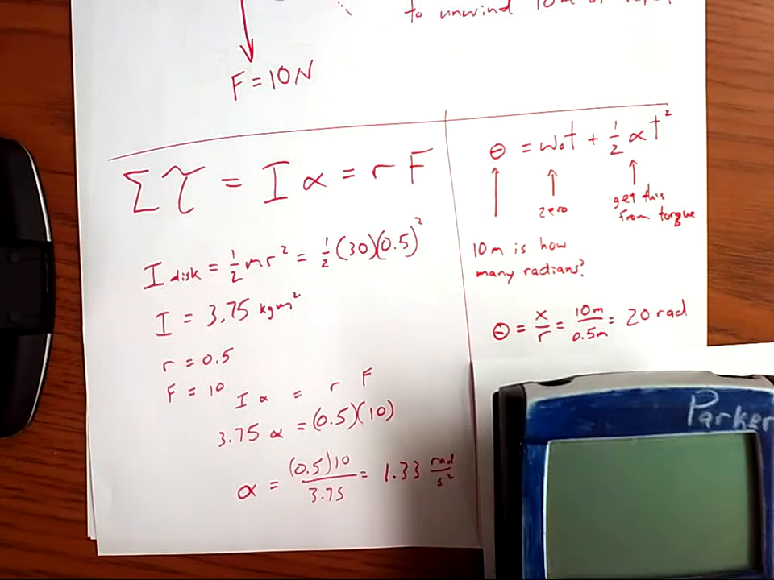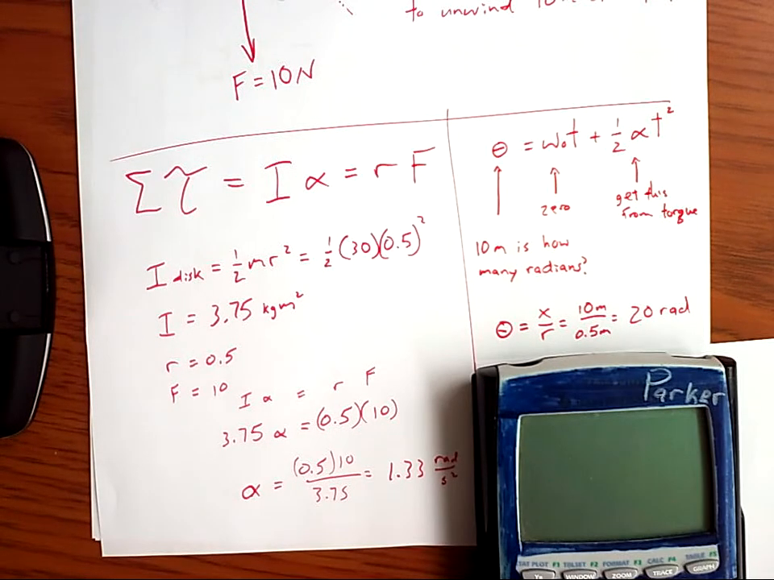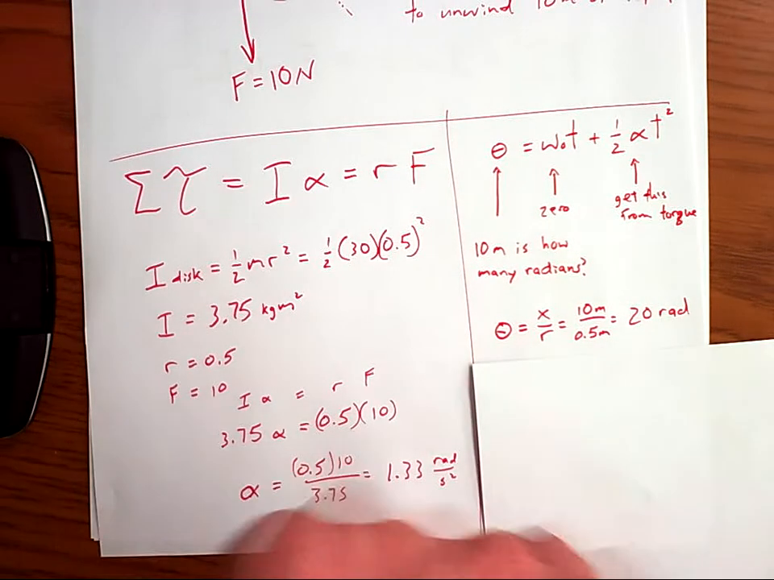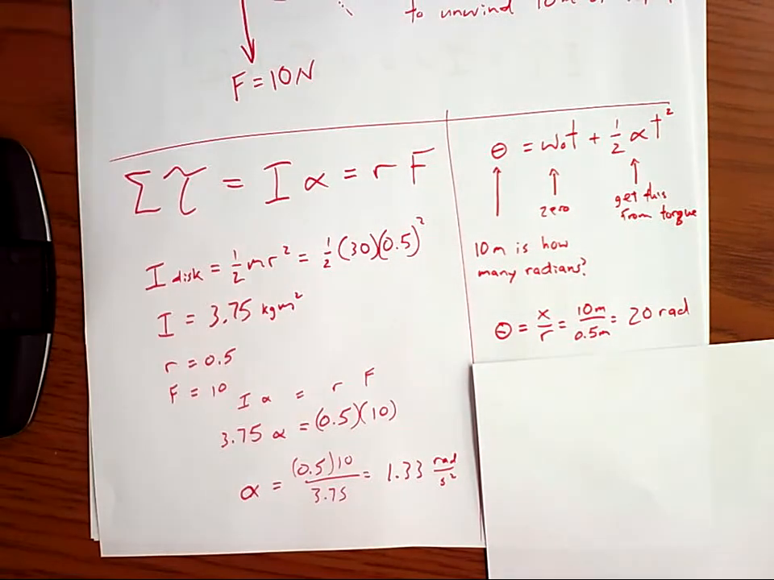20 radians. Now, what is 20 radians? To figure out how many rotations that is, I do 20 divided by 2 pi, and that's 3.18 rotations. So basically wrapping around the spool a little over 3 times, that's how much 10 meters would be. But anyway, the goal here was to get 20 radians.